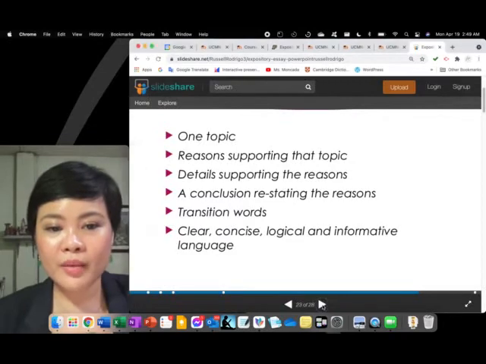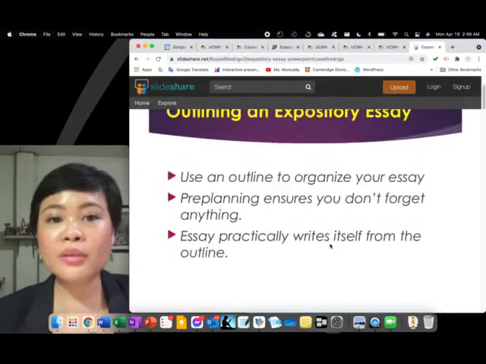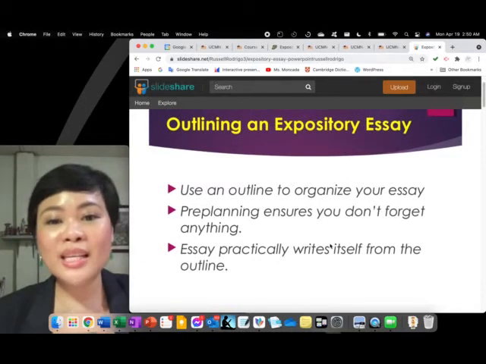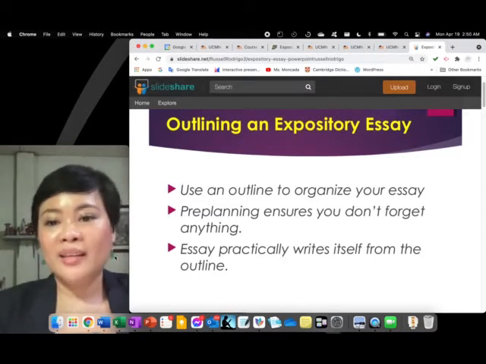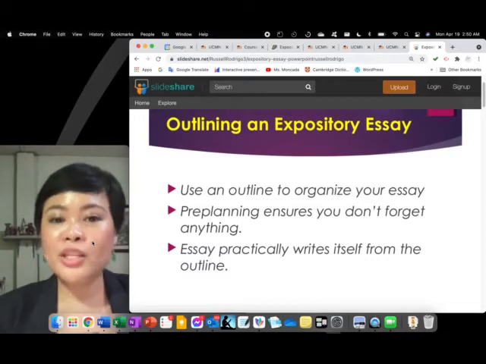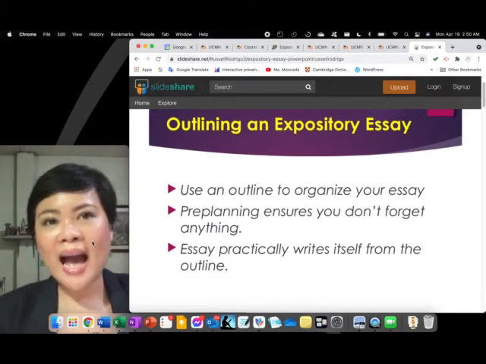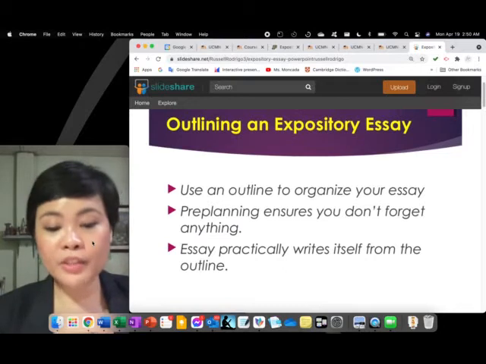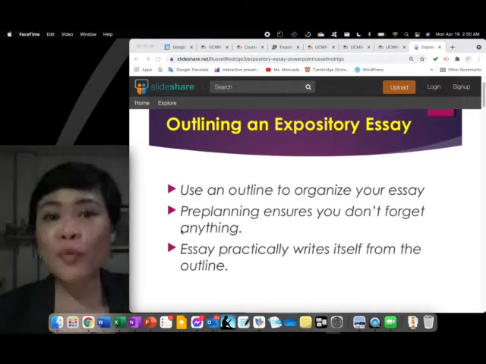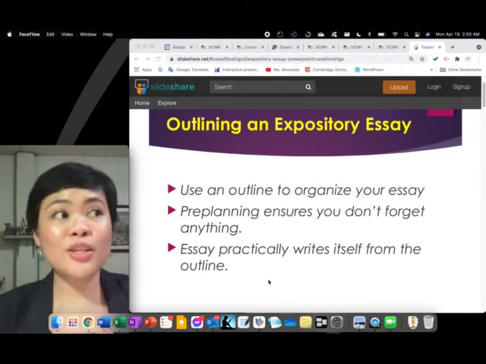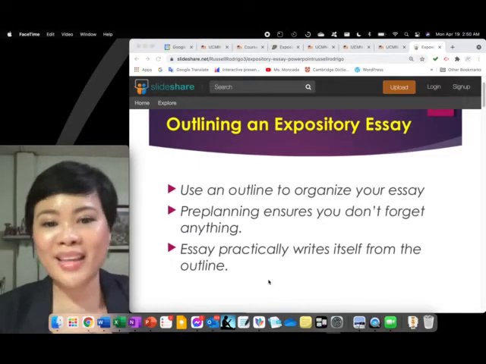All right, so now let's move on to outlining your expository essay. You need an outline to organize your essay. It is a must, at this stage in your learning. You need to pre-plan, so you don't forget anything and you don't ramble in your essay. You have a purpose for each paragraph and each sentence. So the essay practically writes itself from the outline. It's very easy to transform the outline into a full essay.